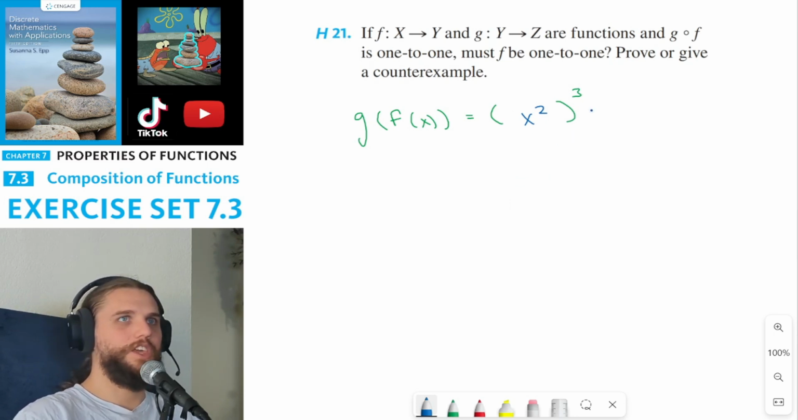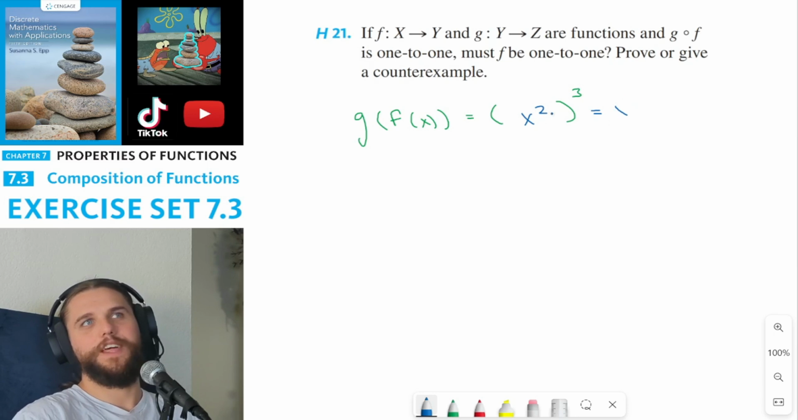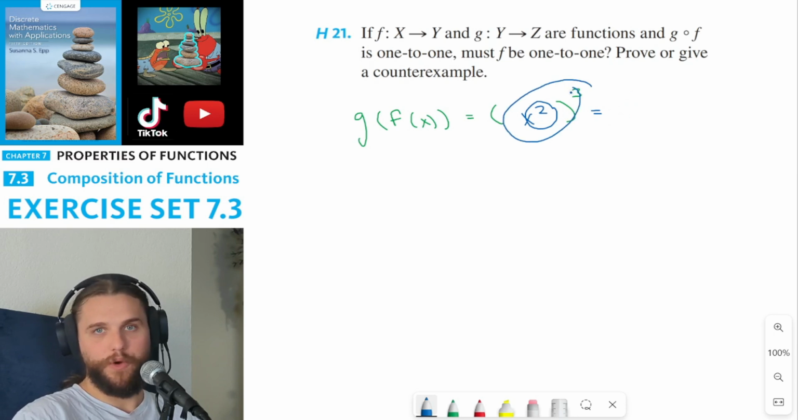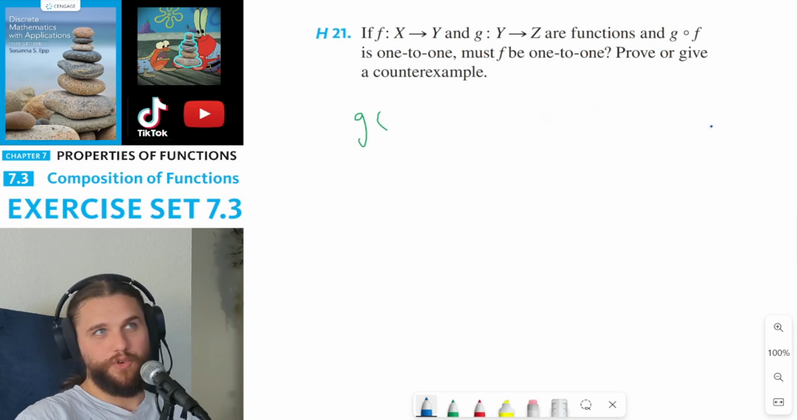But x squared cubed is really x to the 6th, which also doesn't pass the horizontal line test, which tells me that the moment we make this inside function not 1 to 1, then the composition is no longer 1 to 1. And that leads me to think that this statement is true. So let's try to prove that it's true.